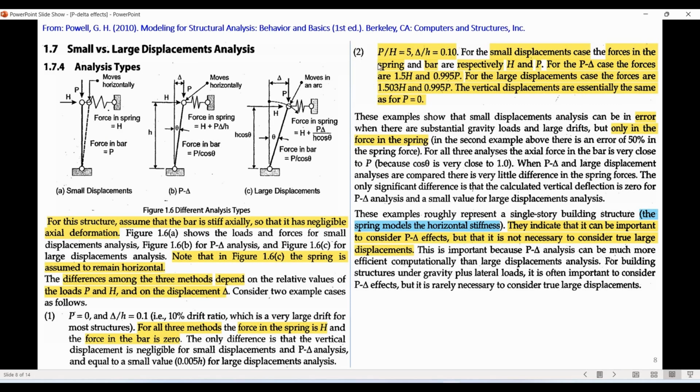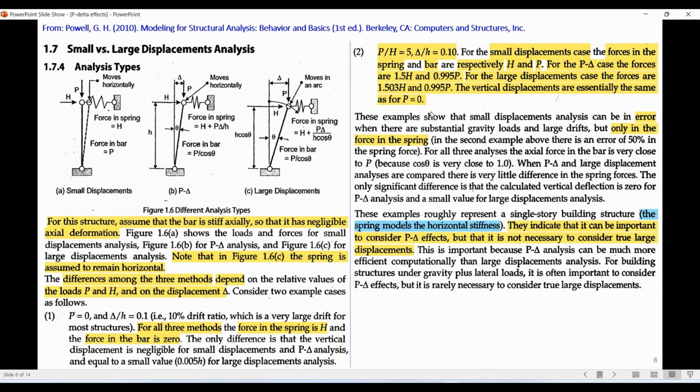However, in the second case, with P over H set to 5 and the drift ratio still 10%, we got different results. For a small displacement analysis, the force in the spring and bar are H and P respectively, while in the P-delta analysis and the true large displacement analysis, the force in the spring is approximately 1.5 H and 1 for the axial force in the bar. Hence, from those results, the P-delta analysis and the true large displacement analysis produce very similar outcomes, while in the small displacement analysis, the force in the spring is only H, which is less than the 1.5.